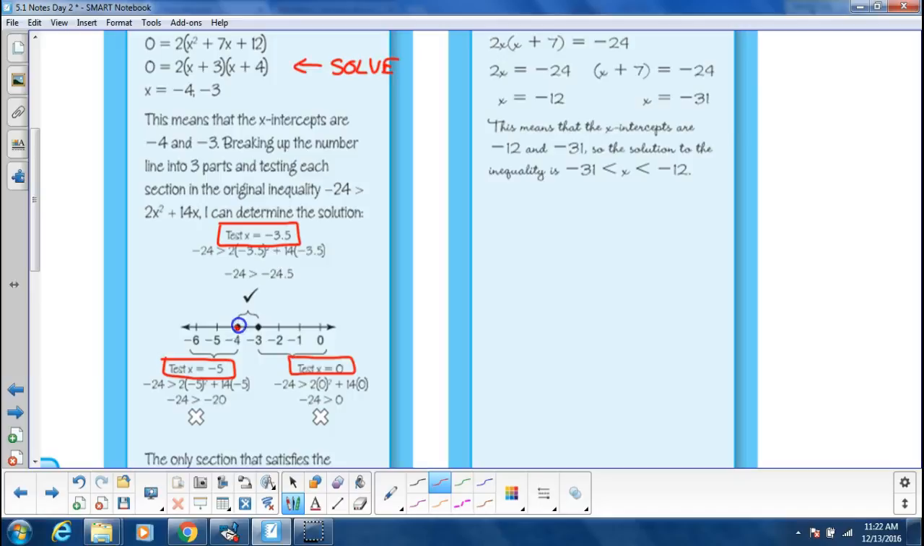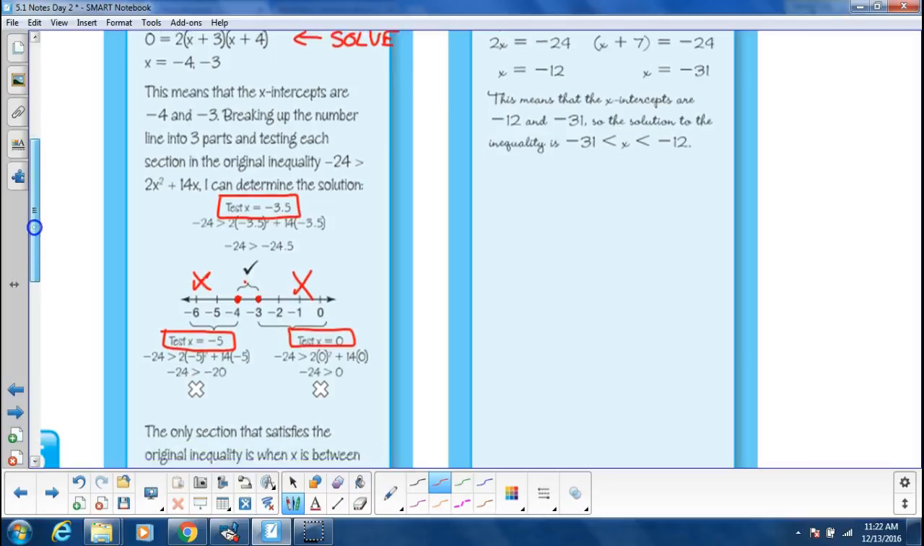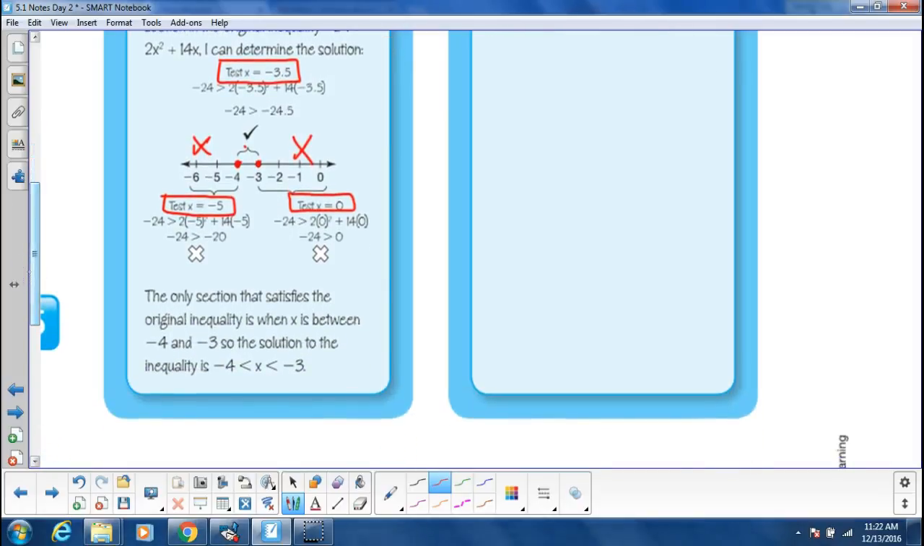Because right here was a 0, right here was a 0, so she tested one here, it didn't work. She tested one here, it didn't work. She tested one in the middle, and it worked out. So she had 3 zones at the start, got rid of 2 of them, so the only section that still satisfied was that one. Her interval would still be -4 to -3. So it would still work out. You tell me what Sal did wrong.